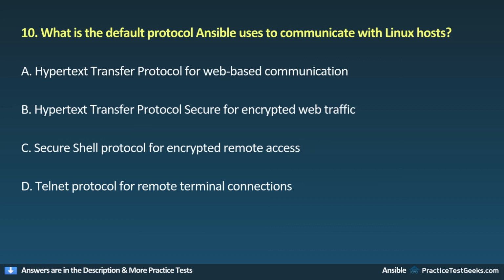10. What is the default protocol Ansible uses to communicate with Linux hosts? A. Hypertext Transfer Protocol for web-based communication. B. Hypertext Transfer Protocol, secure for encrypted web traffic. C. Secure Shell Protocol for encrypted remote access. D. Telnet Protocol for remote terminal connections.